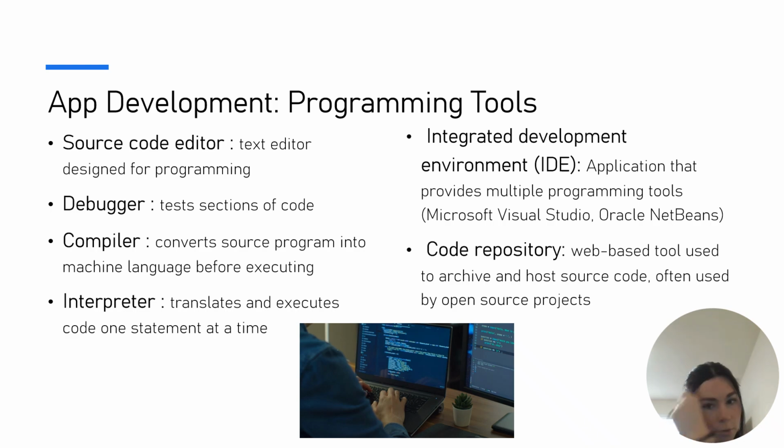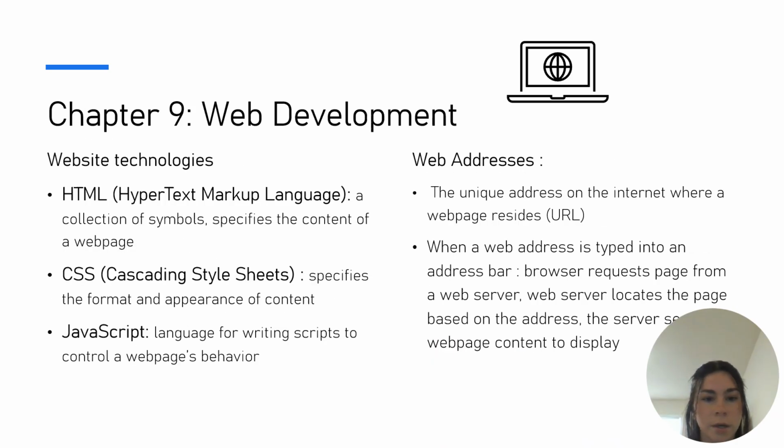An integrated development environment is an application that provides multiple programming tools. Examples of this are Microsoft Visual Studio. A code repository is a web-based tool used to archive and host secure code. It's often used by open source projects.